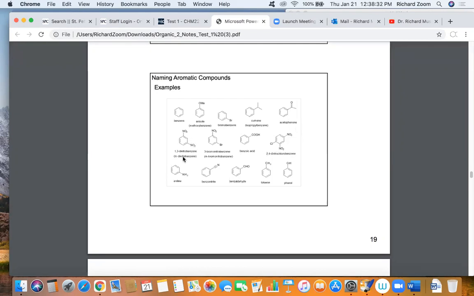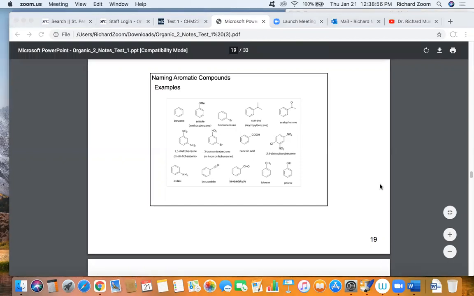And this one here would be called 1,3-dinitrobenzene or M-dinitrobenzene. This one here would be called 3-bromonitrobenzene or M-bromonitrobenzene. So the M, I'll get to in a minute what that means. We've got benzoic acid, which is this with the carboxylic acid. And just to remind you what a carboxylic acid is.